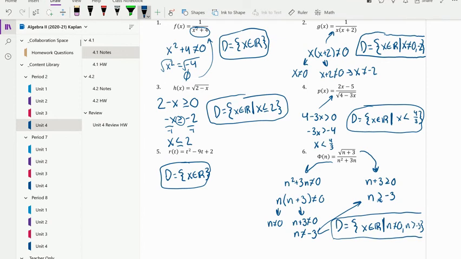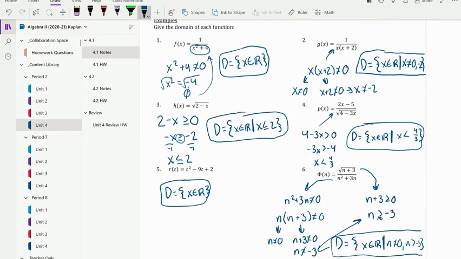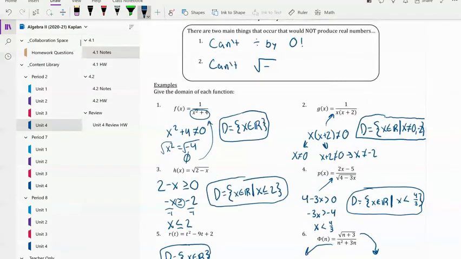So if you're just given the written out mathematical form of a function, this is how you can still tell what the domain is. Again, the two things we're looking for are denominators, where we don't want to divide by 0, and square roots, where we don't want to take the square root of a negative.